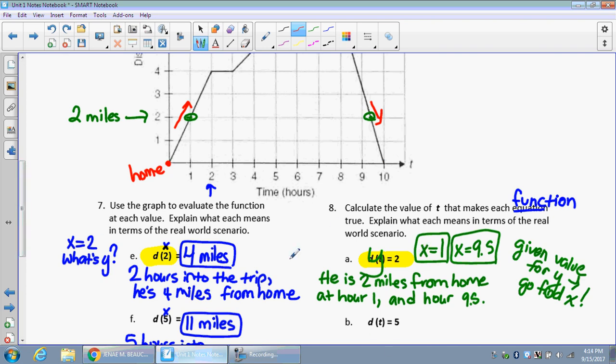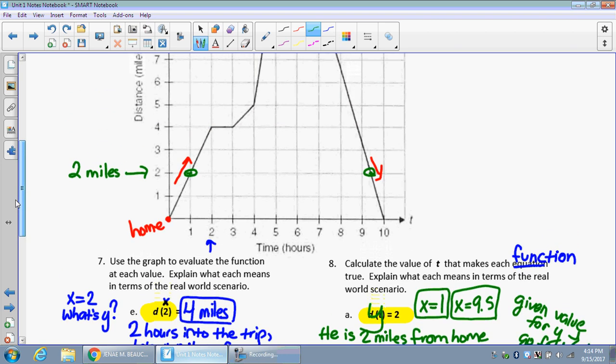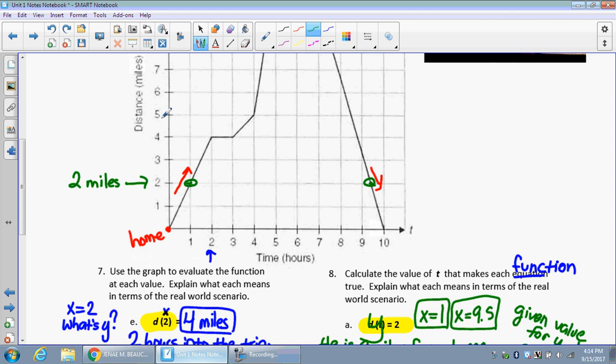Let's do one more. D of t equals 5. So again, as soon as I see d of t equals, my brain automatically says y equals. I'm being given a value for y. So I go to the y-axis and I say, hey, check it out. There's 5 miles. And I trace over.